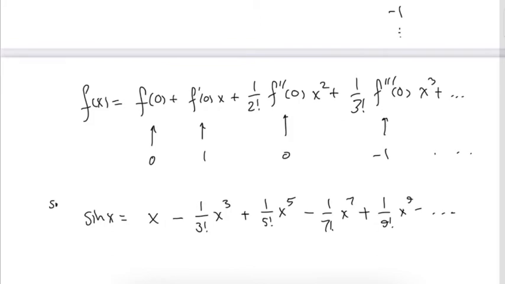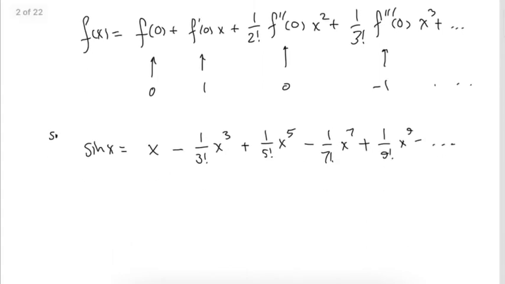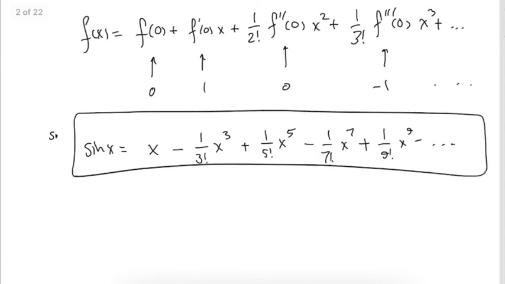So what you have here is alternating signs using only the odd degree terms, right? This is the series for sine of x. You should put that in your big list of important series, which I encouraged you to start a list of last time. This is the series for sine of x. All right.